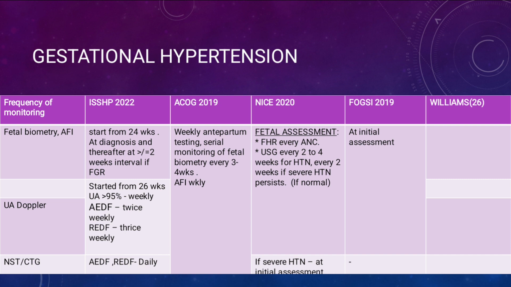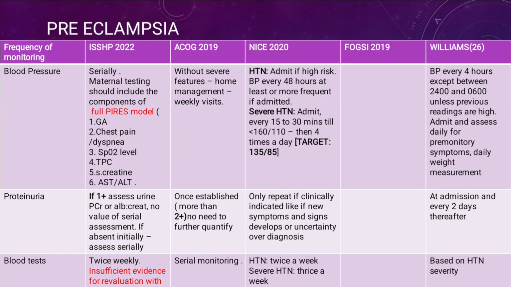Fetal assessment: weekly antenatal testing, FHR every ANC, ultrasound every 2 to 4 weeks, same thing. Severe hypertension persists, initial assessment. Then preeclampsia: blood pressure serial monitoring; preeclampsia without severe features, home management per ACOG 19, and admit the patient if high risk. If high risk, BP every 48 hours at least, or more frequently if admitted. Severe hypertension, you should admit the patient. The target BP is 135 by 85.